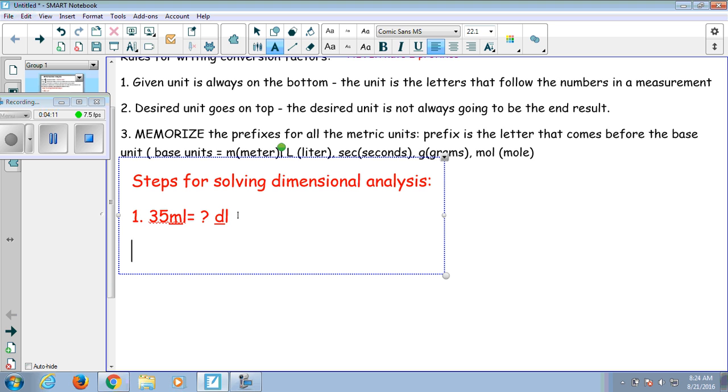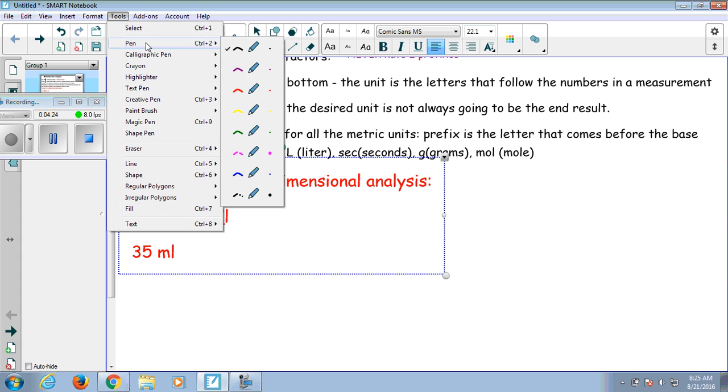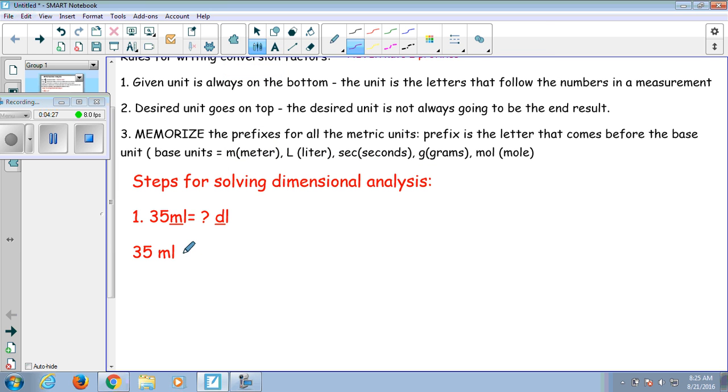So our first step is going to be to write our given. In this case, it's 35 milliliters. Our next step is going to be times and the dividing line. Now when I write the given, I like to have the given written as a fraction, since my conversion factors are also going to be fractions. So I'm going to write it over 1. So my given unit is milliliters, so milliliters goes on the bottom.